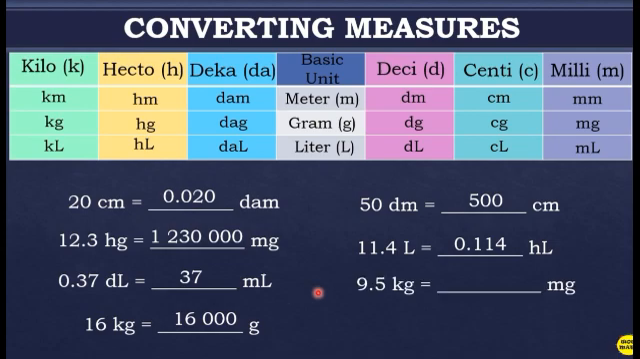Okay, next. 9.5 kilograms to milligrams. This is kilograms and this is milligrams. We count from end to end. From kilograms to milligrams: 1, 2, 3, 4, 5, 6. So 6. You can also try it. So we count 6.